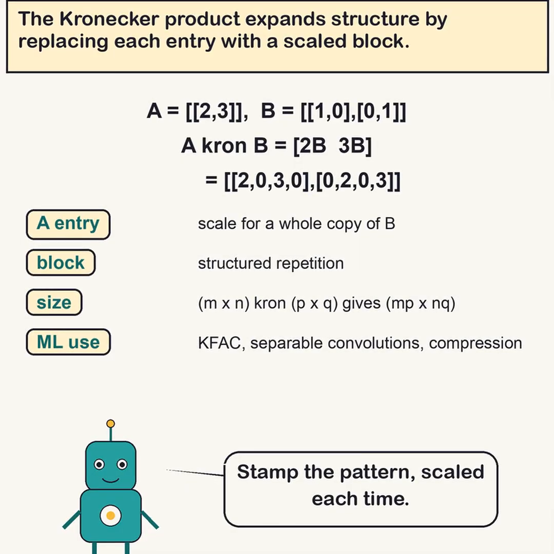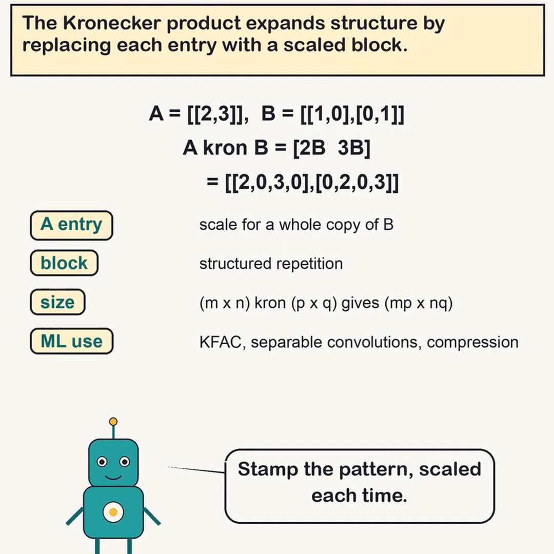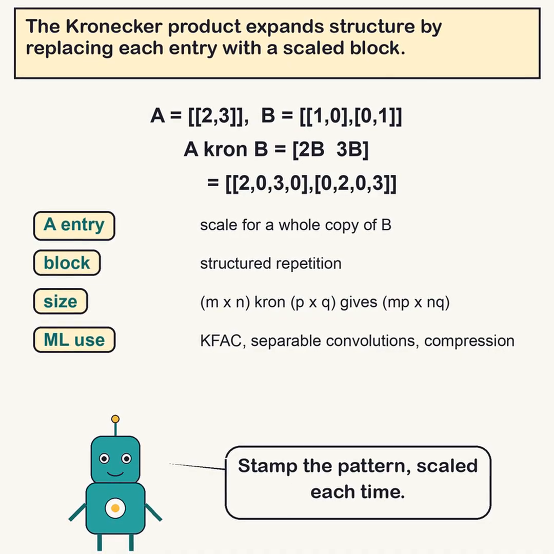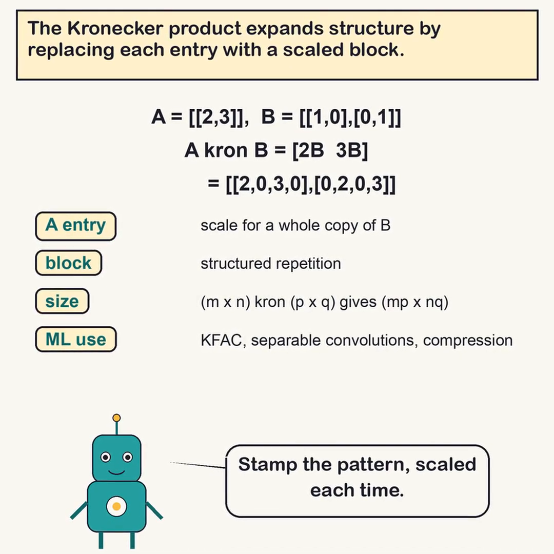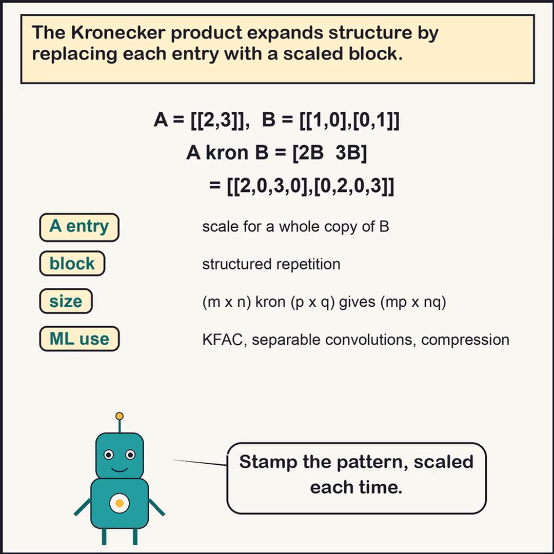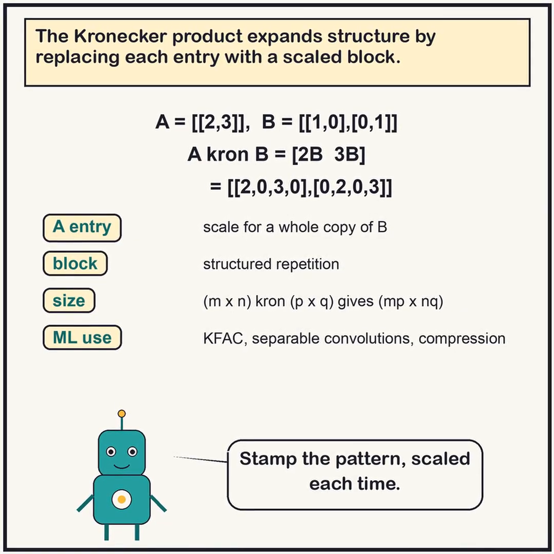The Kronecker product replaces each entry of A with that entry times the whole matrix B. This gives structured expansion used in KFAC optimizers, separable filters, and compact parameterizations. Real-world analogy. Kronecker product is like tiling a floor with repeated patterns, where each room scales the tile design differently.